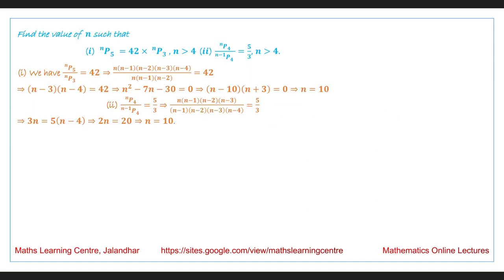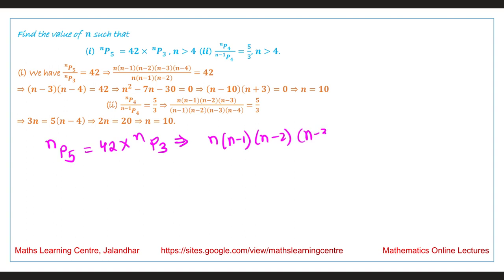Next is, find the value of n such that nP5 is equal to 42 into nP3. So if we apply the formula over here, this means n into n minus 1 into n minus 2 into n minus 3 into n minus 4. This is the value of nP5. Why? It is n factorial over n minus 5 factorial. Yes, not 5 factorial, it is n minus 5 factorial.